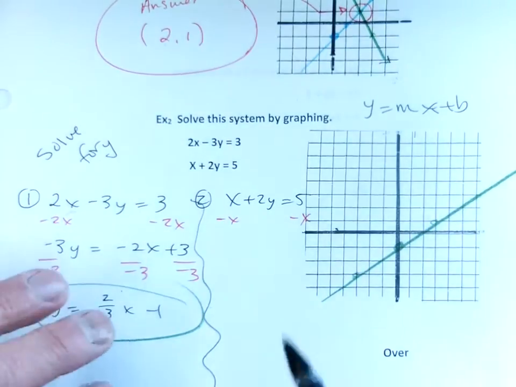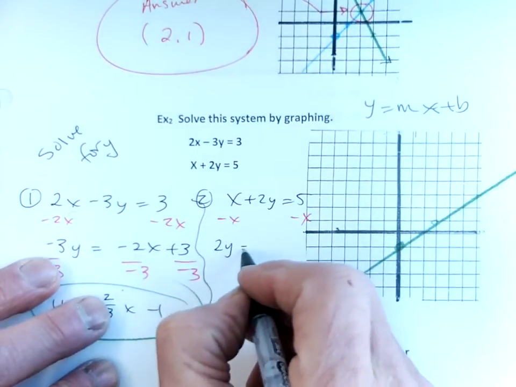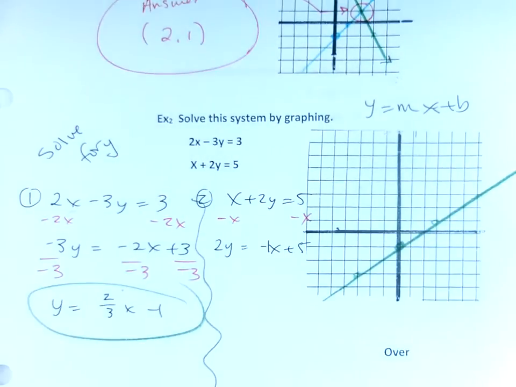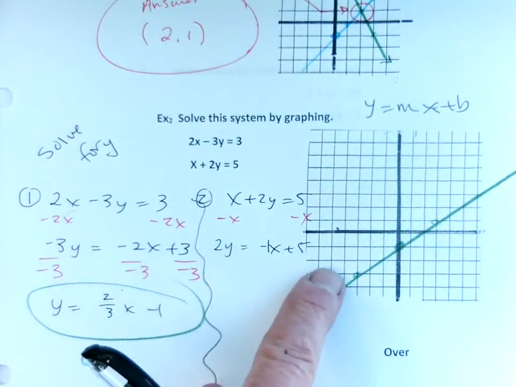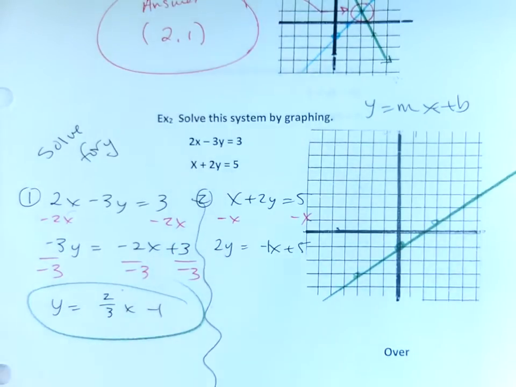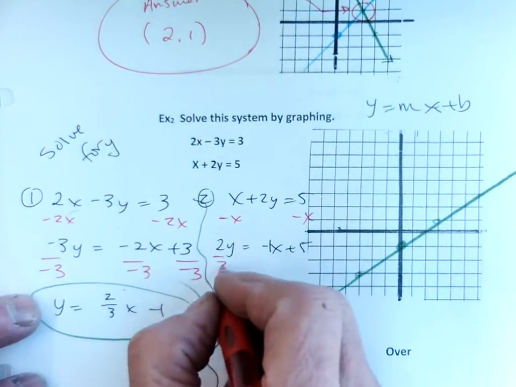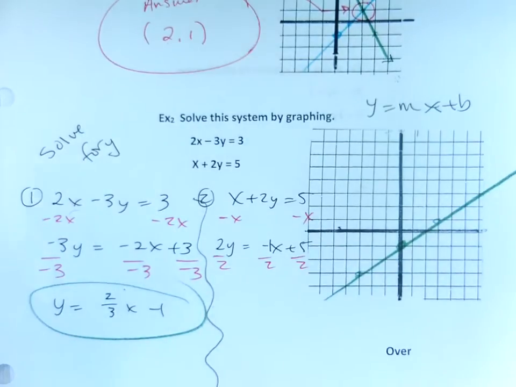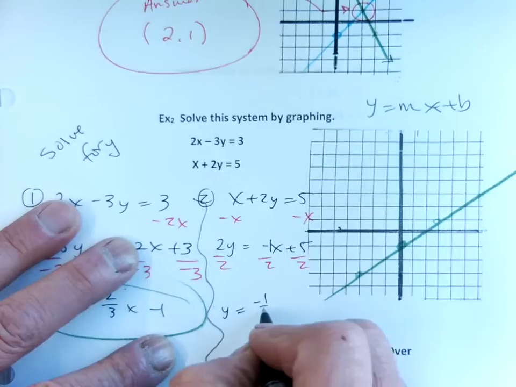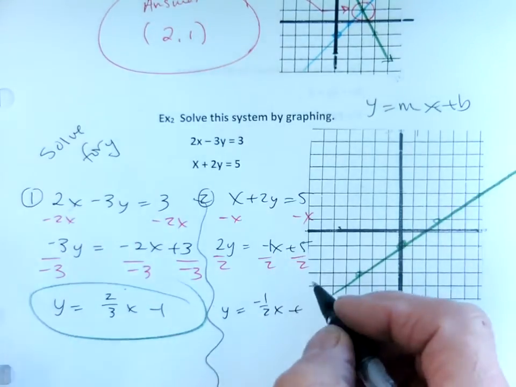I'll have 2y equals negative x plus 5. You can't add those because they're different. That's an x and that's a constant. Divide by 2, divide by 2, divide by 2, everything, right? So I'm going to divide by 2, and I get y equals negative 1/2 x plus 2.5, right?